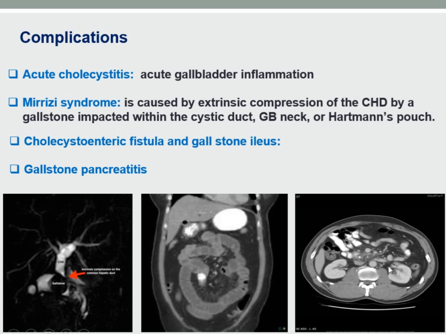Another complication of gallstones is gallstone pancreatitis, when small stones pass down the common bile duct, causing occlusion of the pancreatic duct and subsequent pancreatitis. You can see this pancreas is edematous. The surrounding fat planes are edematous due to pancreatitis secondary to gallstones in the ducts.